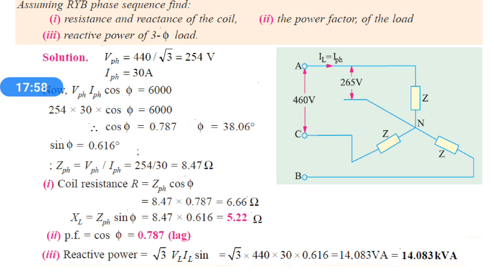Second one is power factor. Power factor we already calculated, that means power factor equal to cos phi. Cos phi equal to 0.787 lagging. Why lagging? Because it is an RL circuit, so it is lagging.